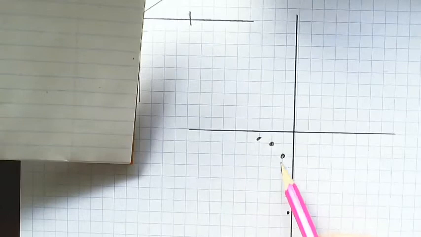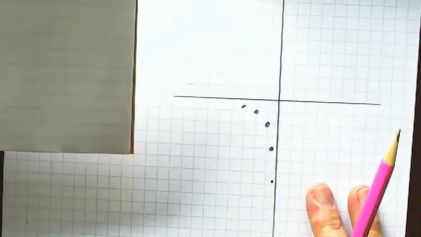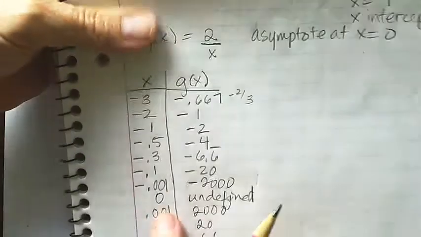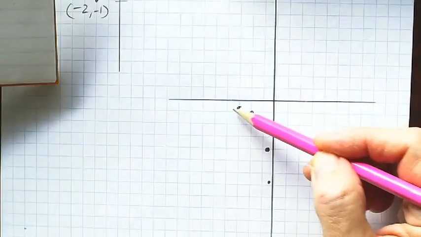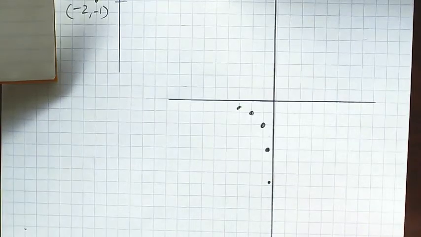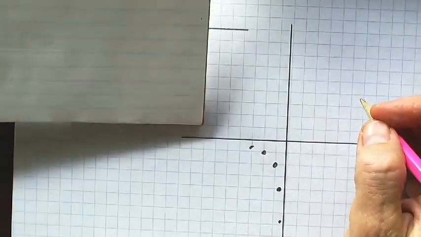So my points are getting closer and closer and closer to that asymptote, which is at 0, but they're never going to intersect that asymptote because at 0, the graph is undefined. So it just approaches that line, that vertical line, and it never intersects it. And then same thing coming from this direction.